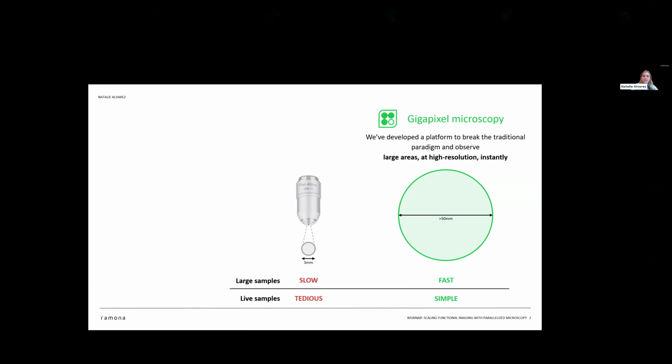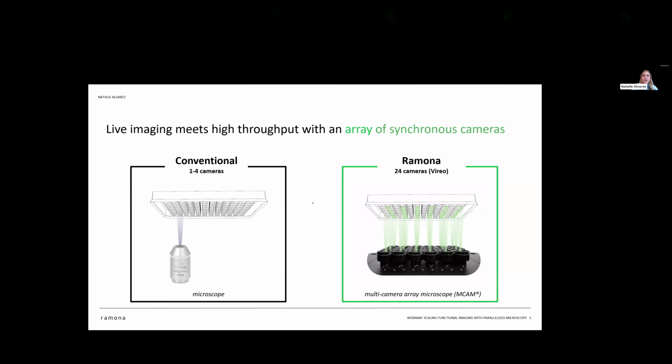So what we've done is essentially leverage the evolution of camera technology as it's reached smaller and smaller sizes for cell phones. And we packed those cameras densely together into an array. This multi-camera array microscope, or MCAM technology, enables the cameras to work synchronously to capture live biology. So the visual on the right demonstrates our Vireo system's array, and that provides a sense of how quickly we can scan a 96 well plate as compared to a traditional single objective system.